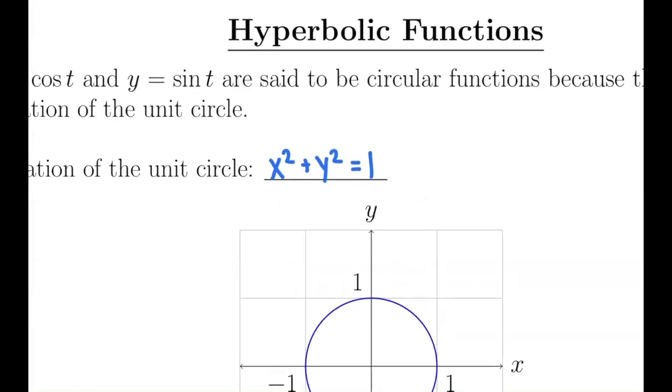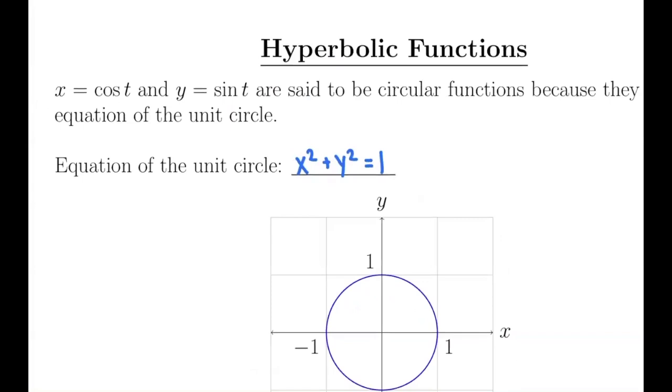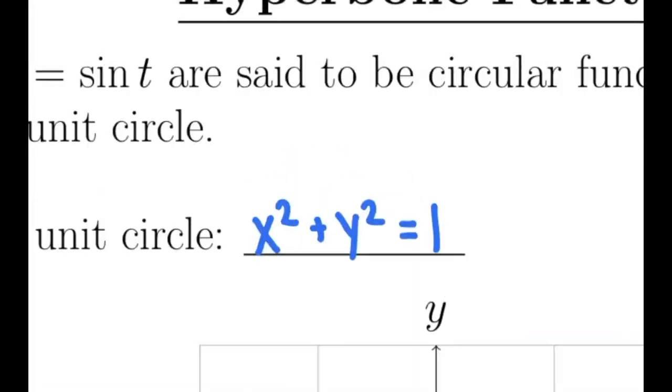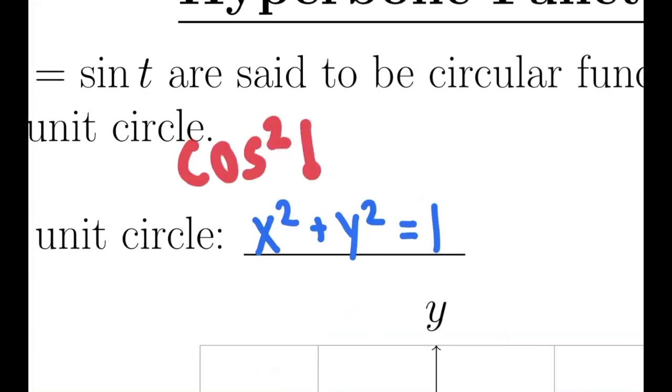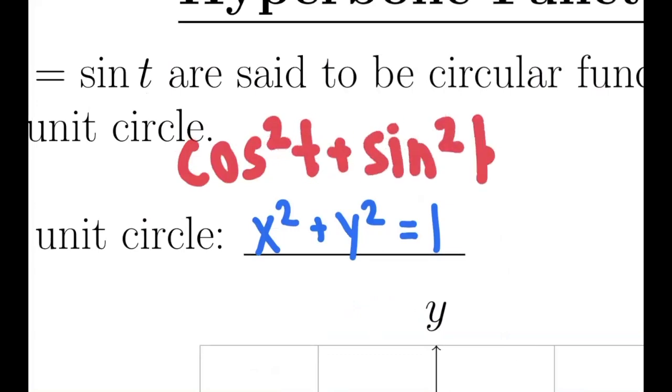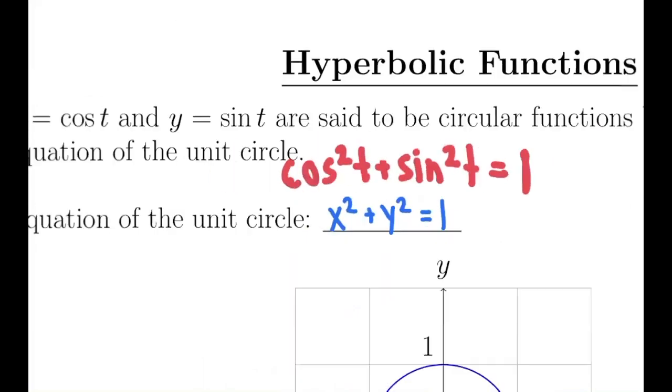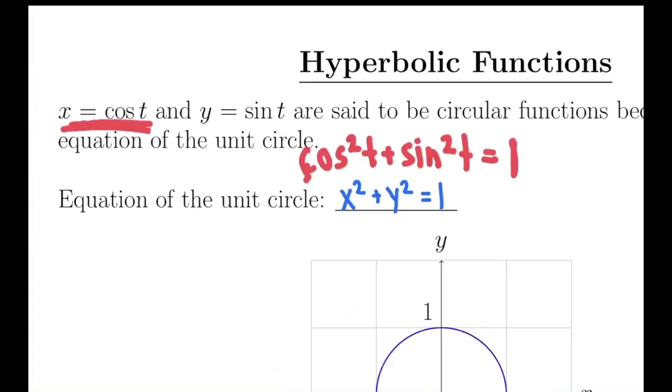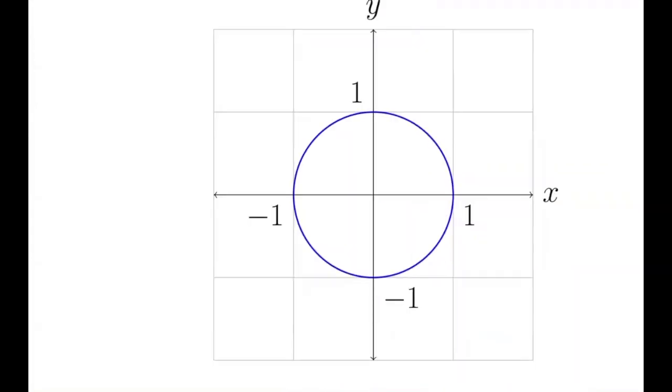Also valid. So, yeah, this is related to the Pythagorean identity: cosine squared of t plus sine squared of t equals 1. And like I said earlier, cosine is x, so you get x squared, and sine is y, so you get y squared, and that equals 1. So this is the graph of x squared plus y squared equals 1. You can see it's a circle with a radius of 1, and it's centered at the origin.